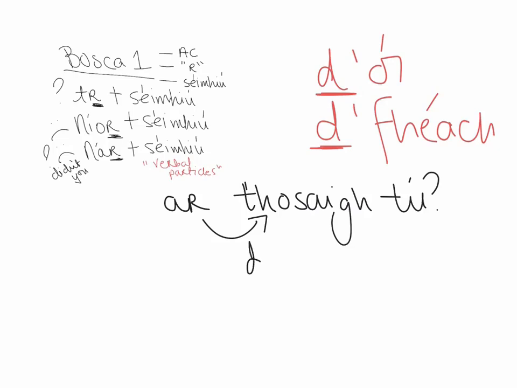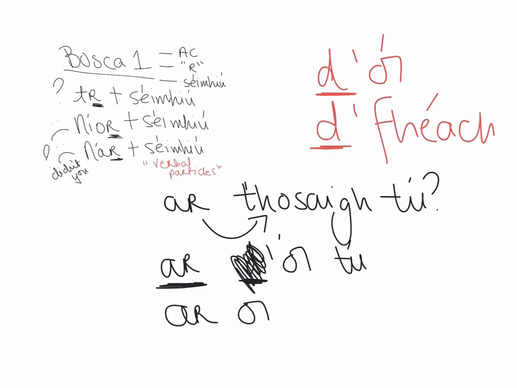But let's say for did you drink? You drank would be dul tú. And then we want to go back and put in our question word. Our question word is an because we're in bosca héin. Now, I have two verbal particles coming together, and I don't want that. So I take out this one. So what I'm going to end up with is ol tú.